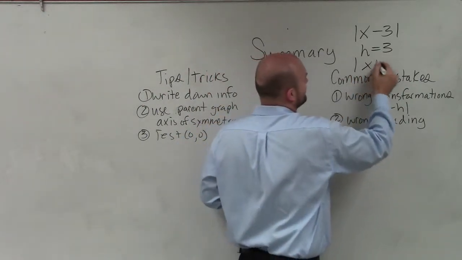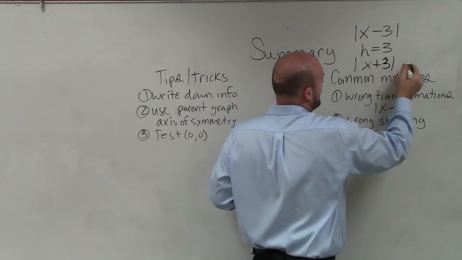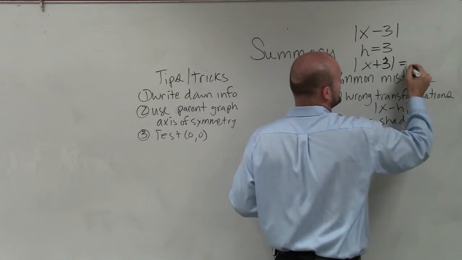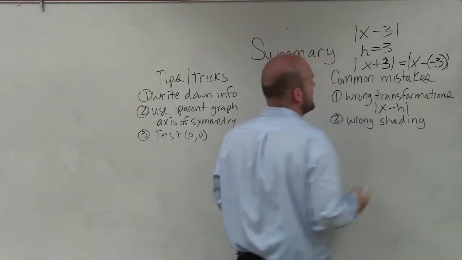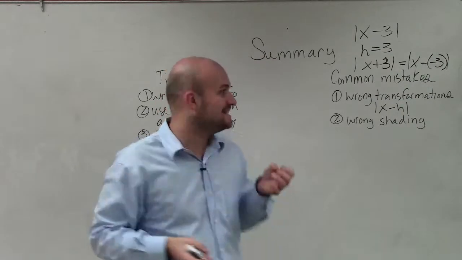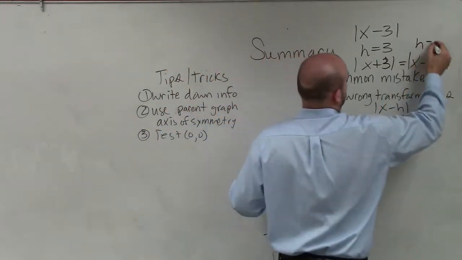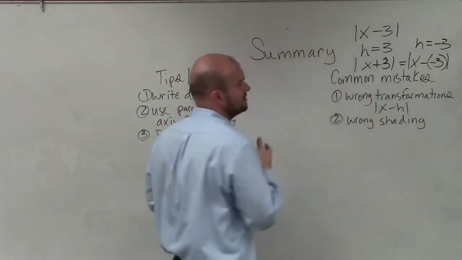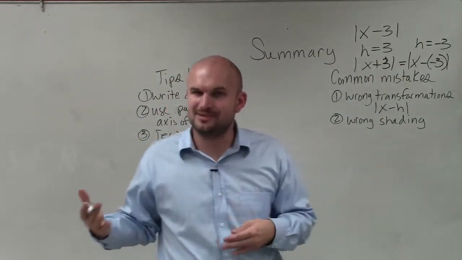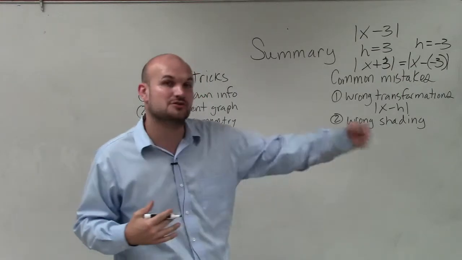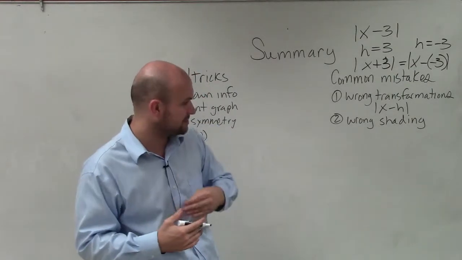If I have x plus 3, the same way to represent that is the absolute value of x minus negative 3. That means my h is negative 3. Therefore, I'm going to shift to the left. So you can always think about it this way: when it's inside the function, you're doing the opposite. If it's negative, you actually go to the right. If it's positive, you actually go to the left.